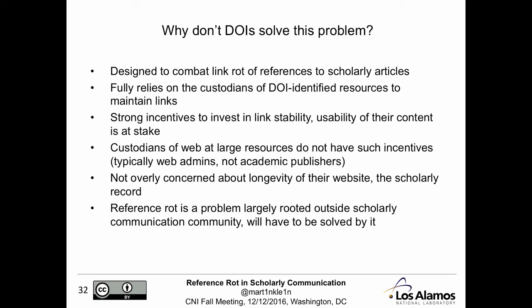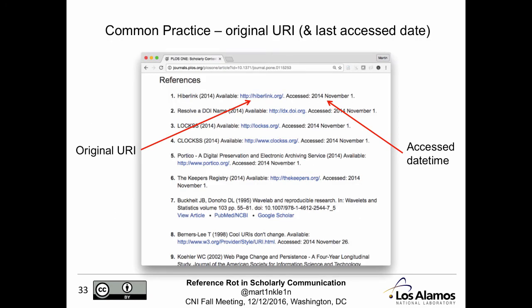So what's the current state when we use URIs to reference web at large resources? Well, we're guilty as charged, because in our 2014 PLOS paper, we referenced URIs like that. We included the original URI to, for example, the hyperlink project, hyperlink.org, and we kind of took the easy way out and said, oh, this was last accessed on that particular date, and now we are good, right? Because we promised that what we saw on that particular date is really what we meant to reference. Well, neither for link rot nor for content drift does this help in any way, really. But that's the current state.